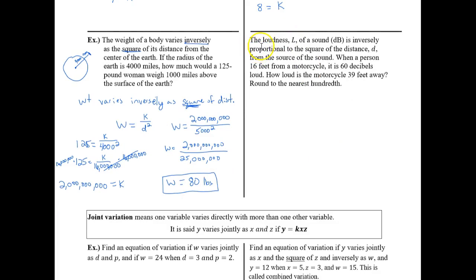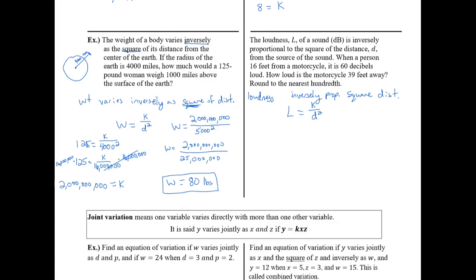The next example, the loudness L of a sound in decibels is inversely proportional to the square of the distance from the source of the sound. Alright, so that's our equation. So loudness is inversely proportional to the square of the distance from the sound. So that's our equation. So the loudness inversely, meaning k divided by the square of the distance, so d squared.